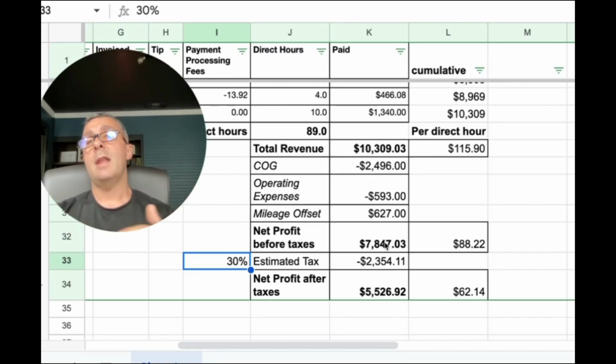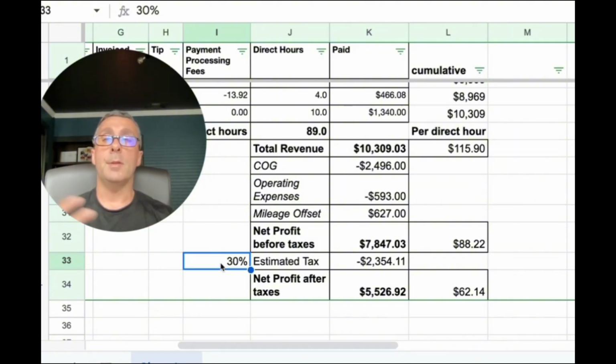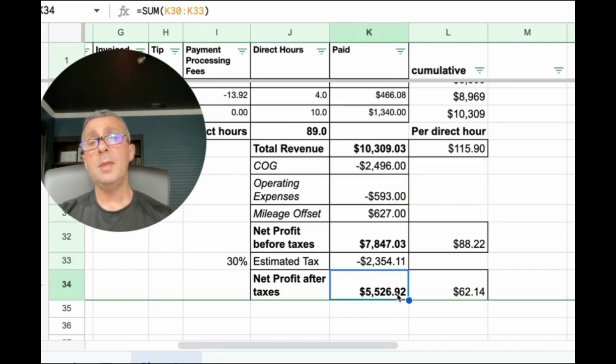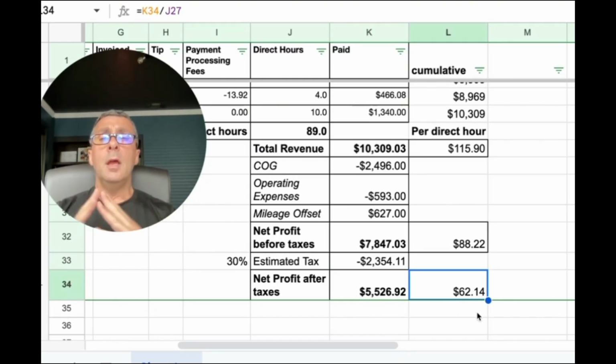But through some tax strategy and whatnot, I can probably reduce that. It's probably actually somewhere between 20% and 30%. It really depends on the end of the year where I end up. But for purposes of this video, I'll say it's 30%. So I subtract out that 30%. And now I have a net profit of about 5,500 bucks of money in my pocket. And if I do that math, it's about $62 an hour.